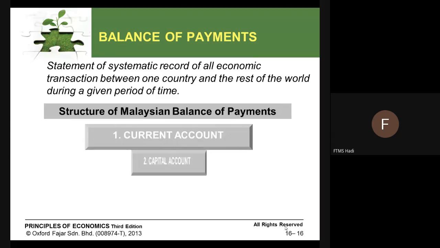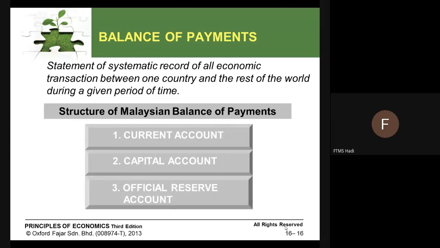Okay, balance of payment. I will only highlight the elements in the balance of payment, which is a statement of systematic record of all economic transactions. It's like accounting, but recently what you learned in accounting is more on companies, while this one is more on countries: all economic transactions between one country and the rest of the world during a given period of time.